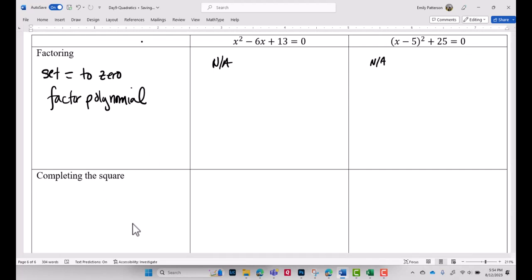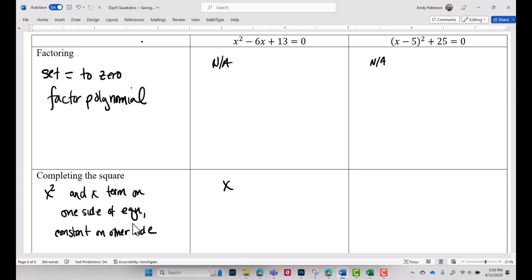Now the first thing we have to know is that we're going to have the x squared value, or the degree 2 value, as well as the x term on one side of the equation, and the constant on the other side. So in this case, with this first equation, I've got x squared minus 6x, and then what we're going to do is take this positive 13 and move it to the other side of the equation, of course subtracting 13 from this side and subtracting 13 from this side.